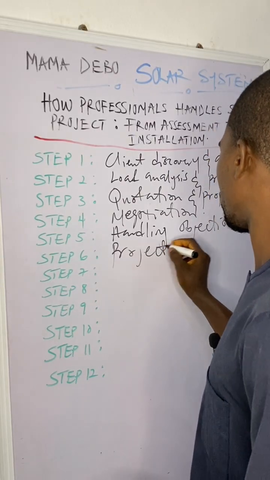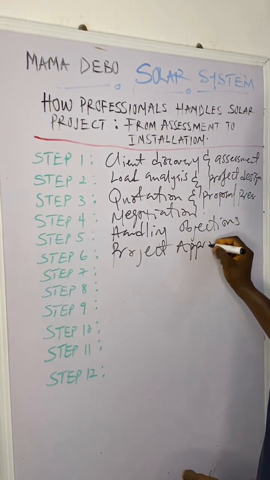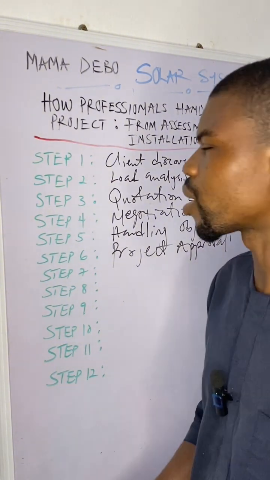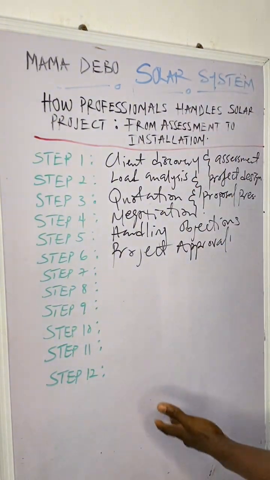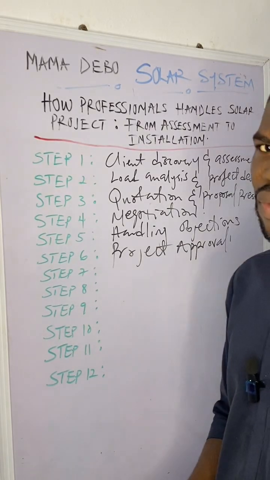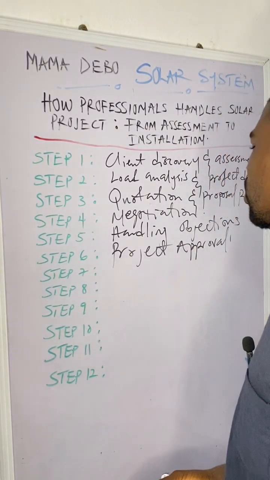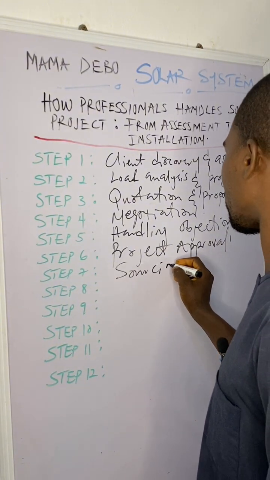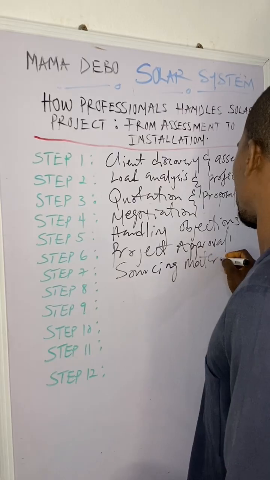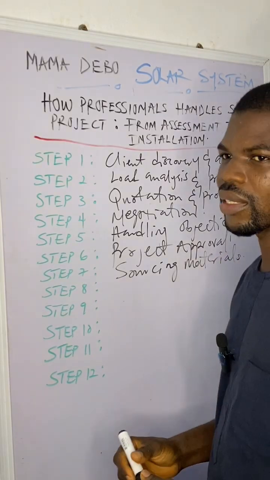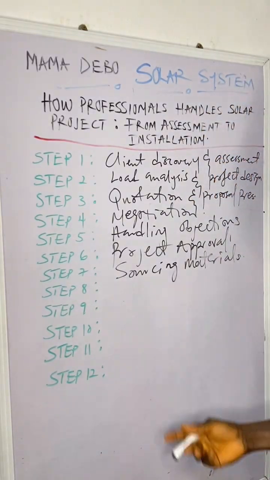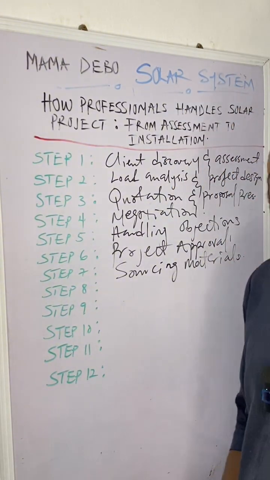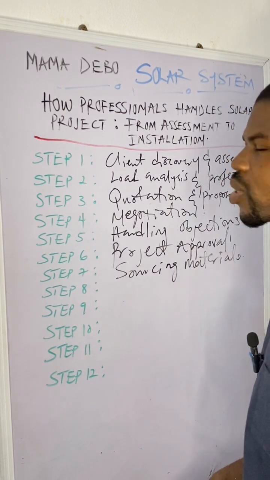Project approval. When you have answered the objections and your client is okay with your quotation, then the project will be approved. So after project approval, then you source materials. That is, you have already sent your quotation, you have answered all the objections, and your client has already approved the project for you. So the next step is to source materials.